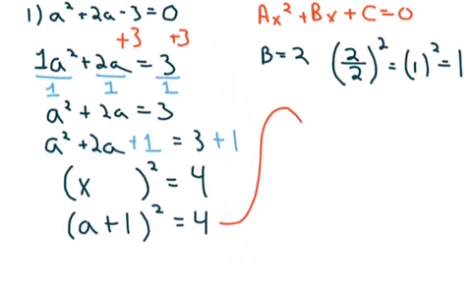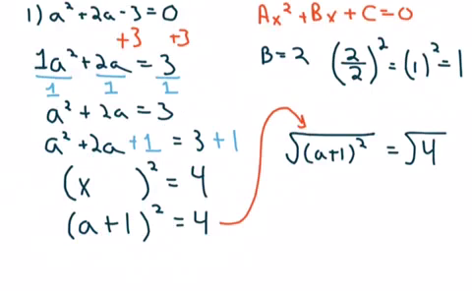So I'll come up here to start to solve. To get rid of that square, I take the square root of both sides. So a plus 1 squared is equal to the square root of 4. The reason I do that is, how am I going to get rid of this square? I'm going to take the square root. That's going to make that 2 disappear. But whatever you do to one side of the equation, you have to do to the other side of the equation. So I get a plus 1 is equal to the square root of 4.